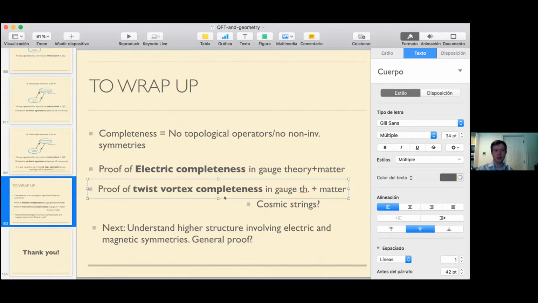Yes. So I was avoiding magnetic symmetries. Most of the interesting story here comes from gauge groups that are disconnected, like O(2), which have more than one connected component. So it's very difficult, and I don't think I know how to work out in general the story about the topological operators, the analog of the Gukov-Witten operators for the magnetic symmetry.